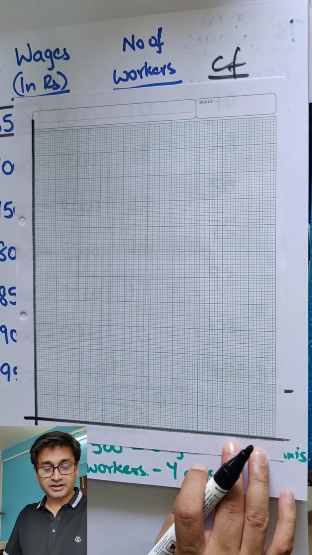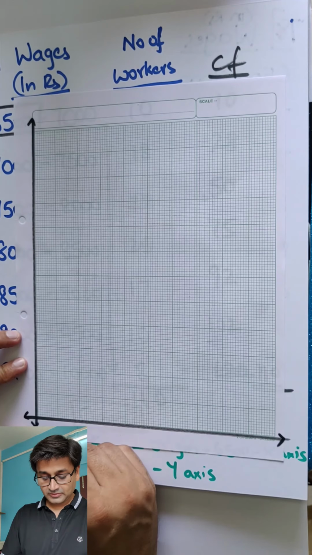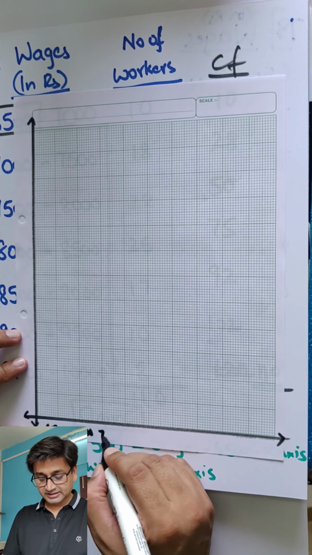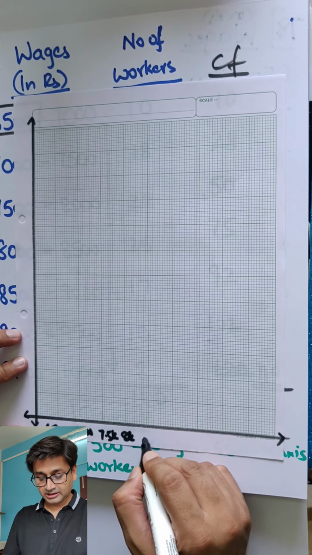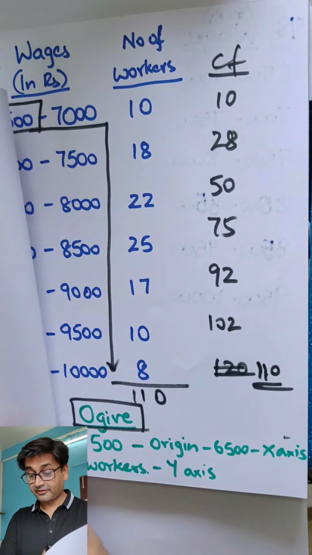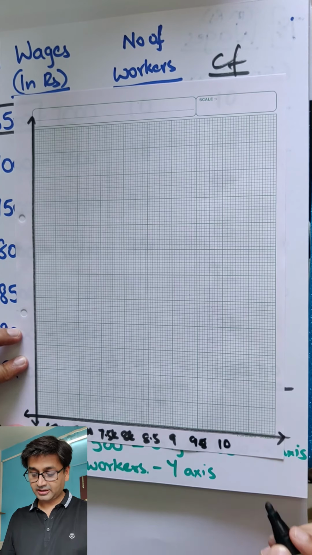So once the axes are ready, you start with 6500 onwards. So 6500, 7000. I'm writing 7.5k, 8k, 8.5, 9. Sorry, 9.5, and then 10. So 9.5 and then 10.